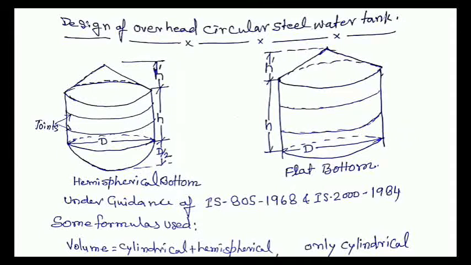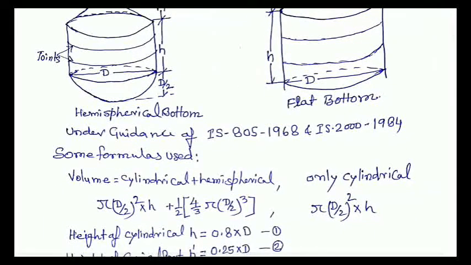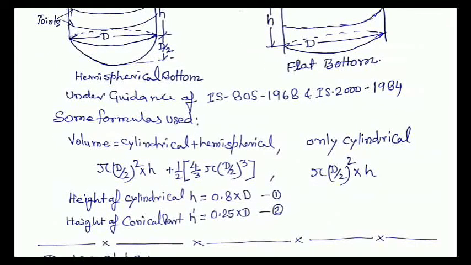So the guidance will be of IS 805 1968 and IS 2000 1984. Some formulas used in this design will be as below. Volume of cylindrical plus hemispherical portion: you can see here pi (d/2)^2 times h, this will be the cylindrical volume, and half of 4/3 pi (d/2)^3, this will be the volume of the hemispherical portion.